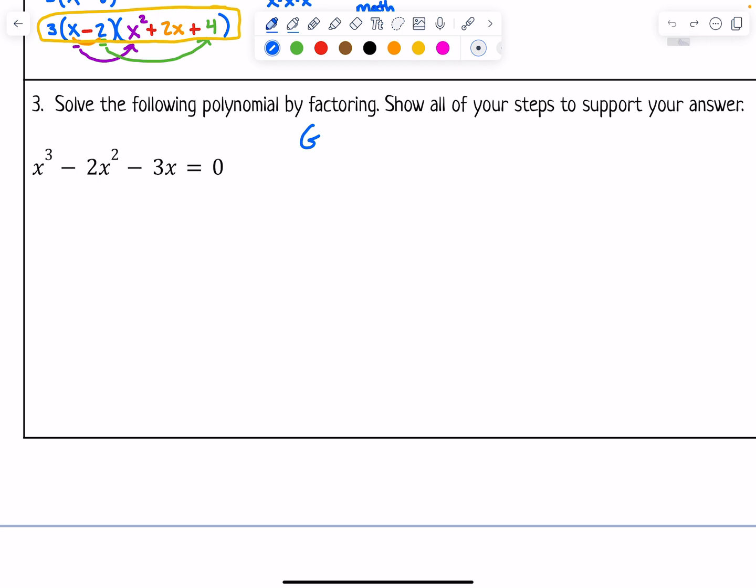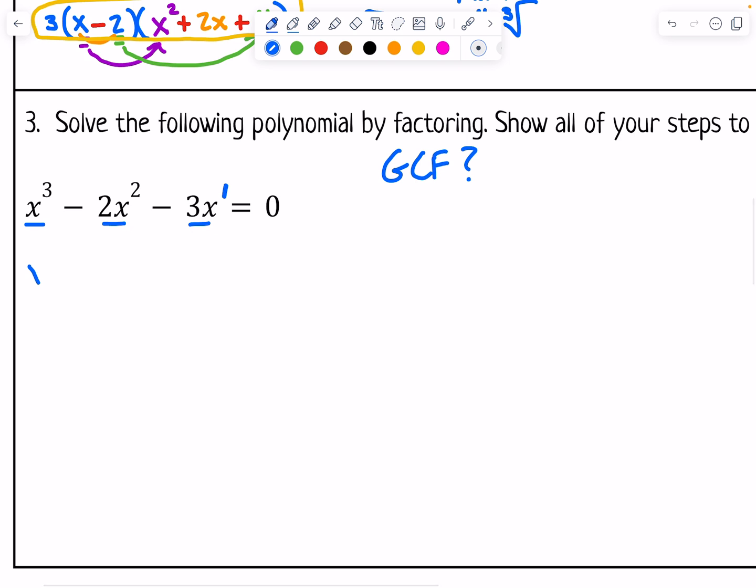So greatest common factor, does it have one? I see that all of these terms have x. So I could take one out, but I can't take more than one because the last term only has one. So let's just take one x out. And then if we divide them all by x, we want to see what would be left over. These still are equivalent expressions.